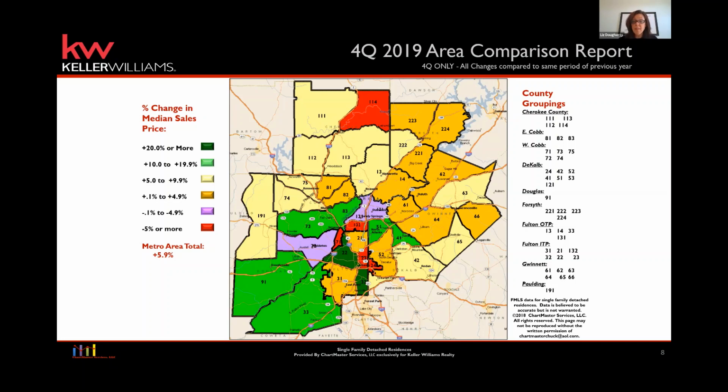If they're thinking about different areas of East Cobb, you can show them 81, 82, 83, and that 83 has gone up versus 81 and 82. So it's a good quick snapshot, and it can be helpful really for both sides, for both seller and buyer.